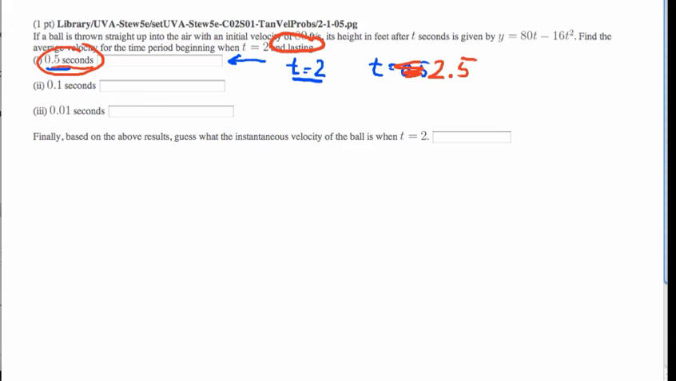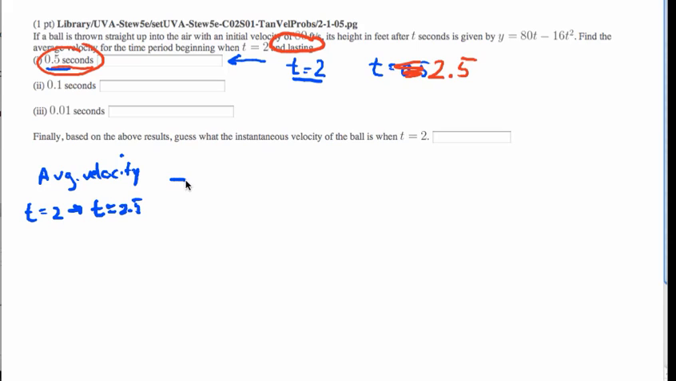So to answer part A, I'm going to have to think about the average velocity between these two times, from time equals 2 to time equals 2.5. If you just plug in 0.5 into this formula up here and start churning out average velocity values, you're going to get a result that's just way, way off.